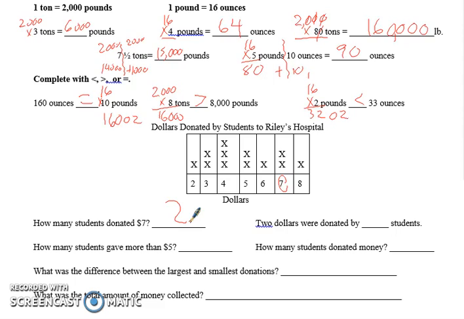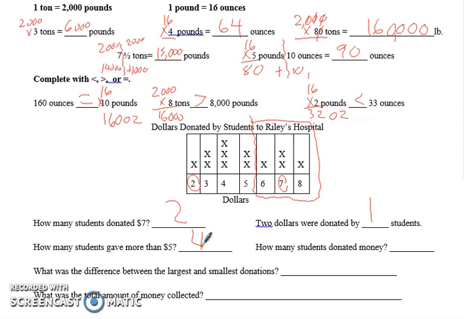$2 were donated by how many students? So go find the $2. It's right there. How many X's above it? 1. How many students gave more than 5? Okay, so I need to find, here's 5. All of those over there would be more than 5. 6, 7, and 8 are more than 5, and there's 1, 2, 3, 4. 4 people.